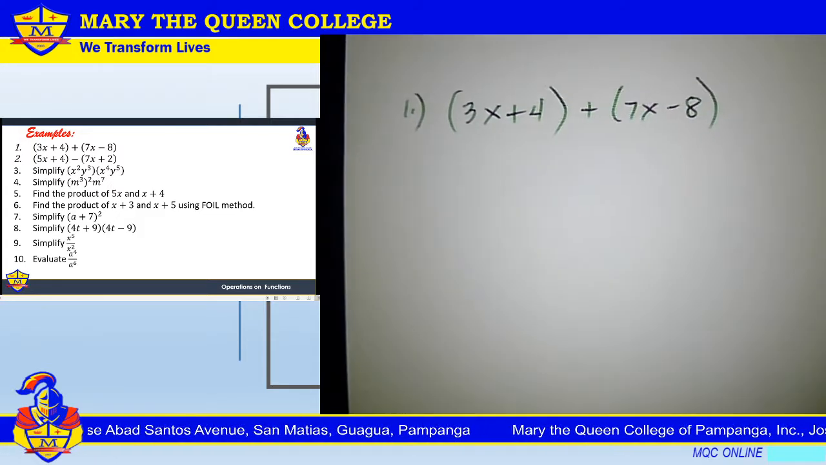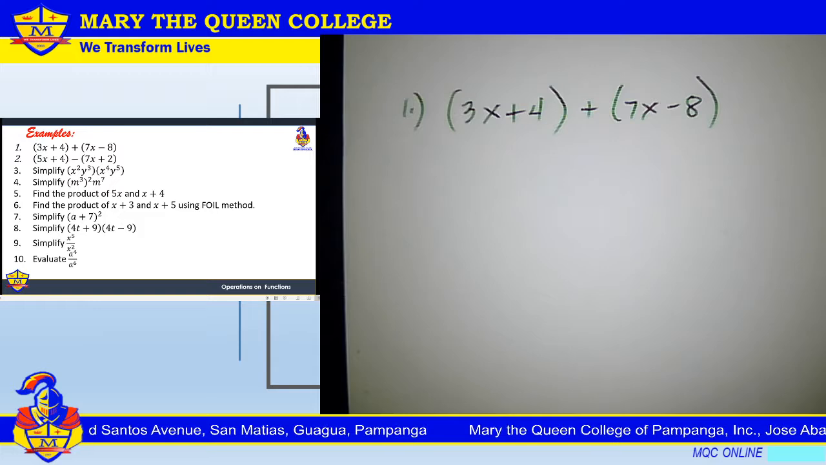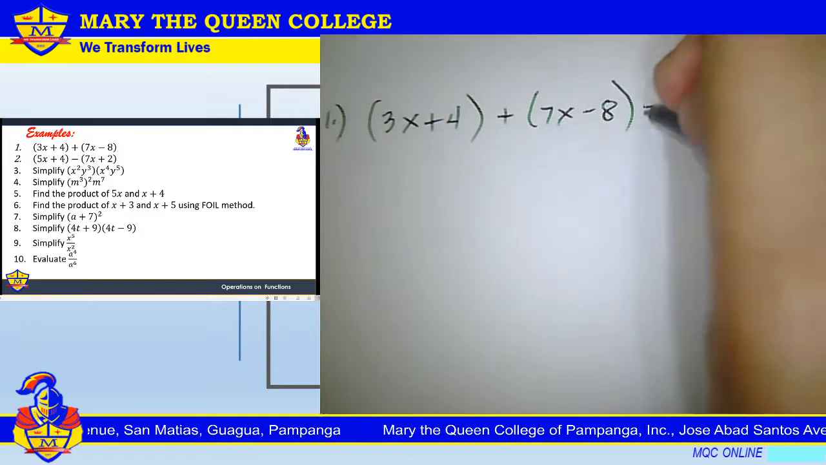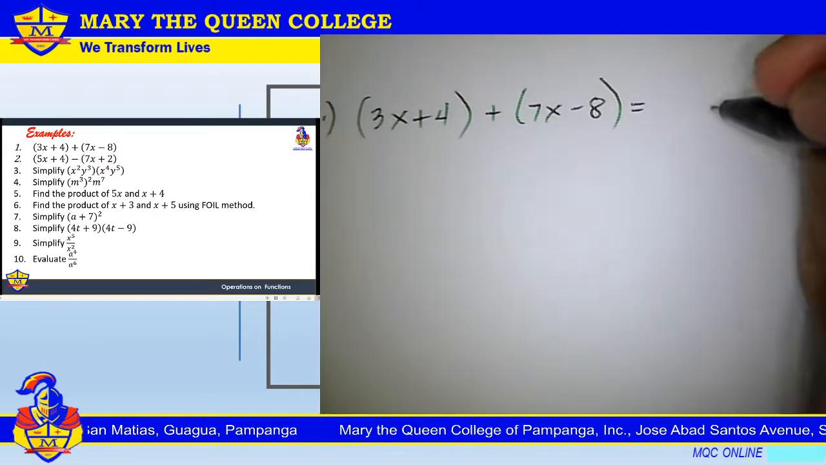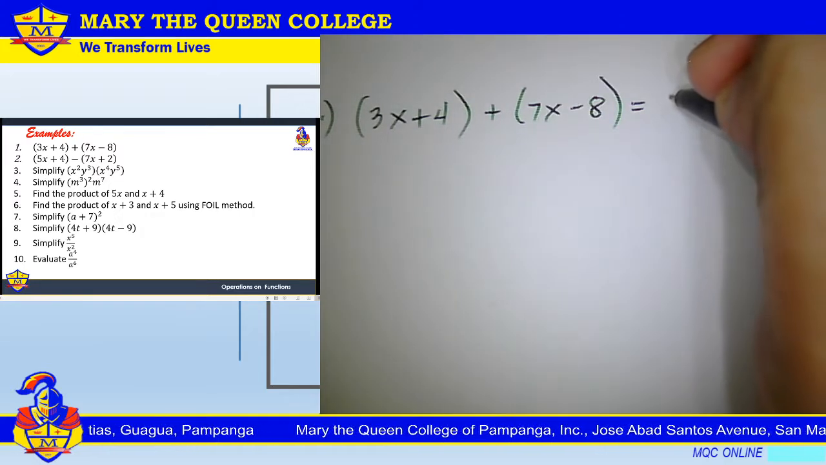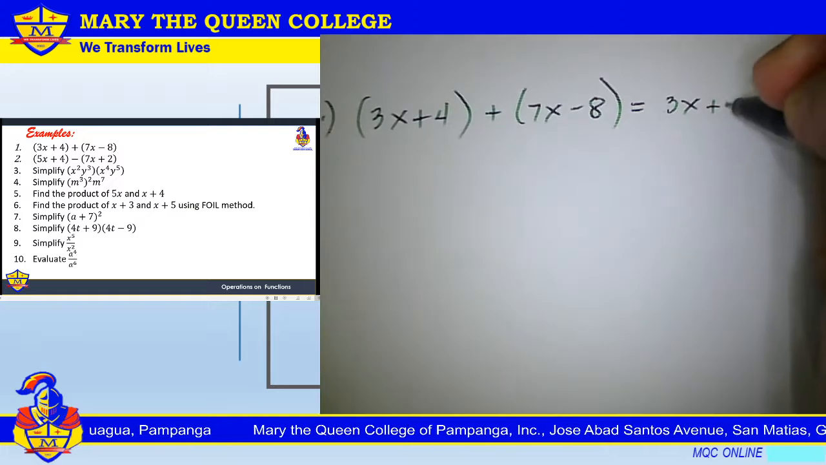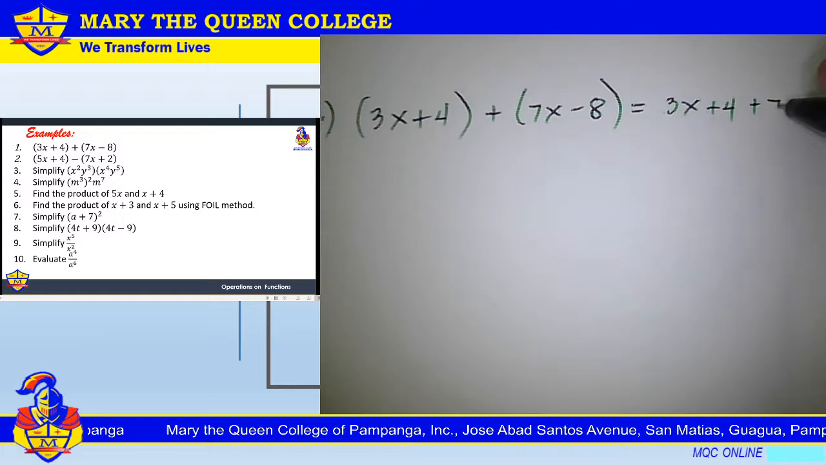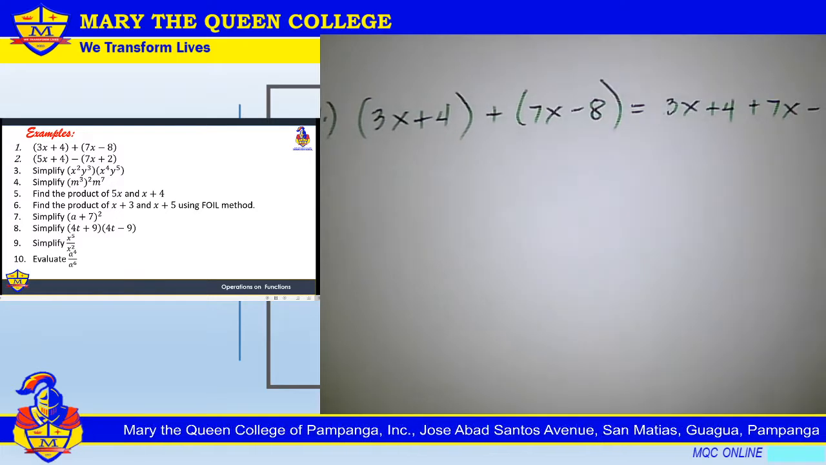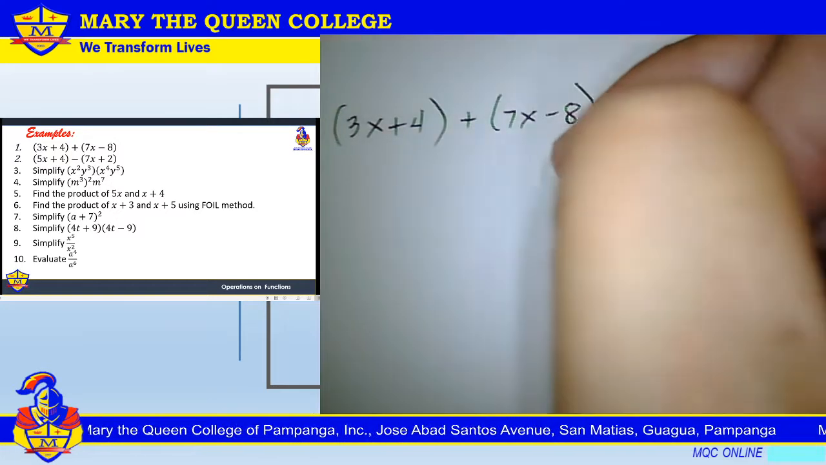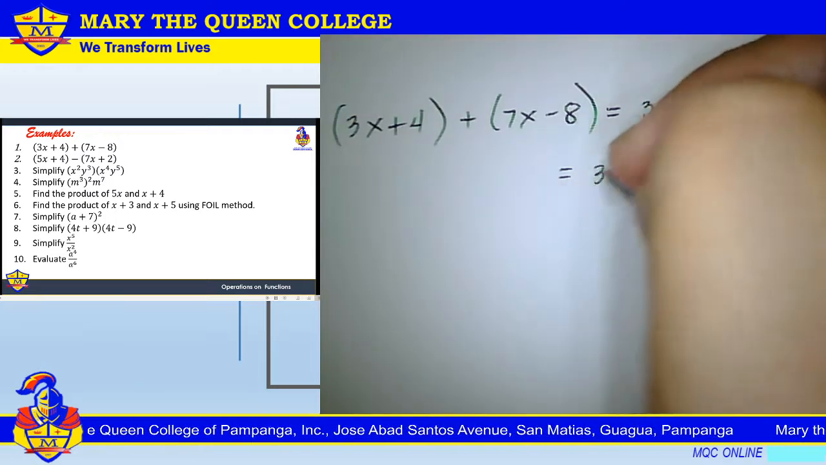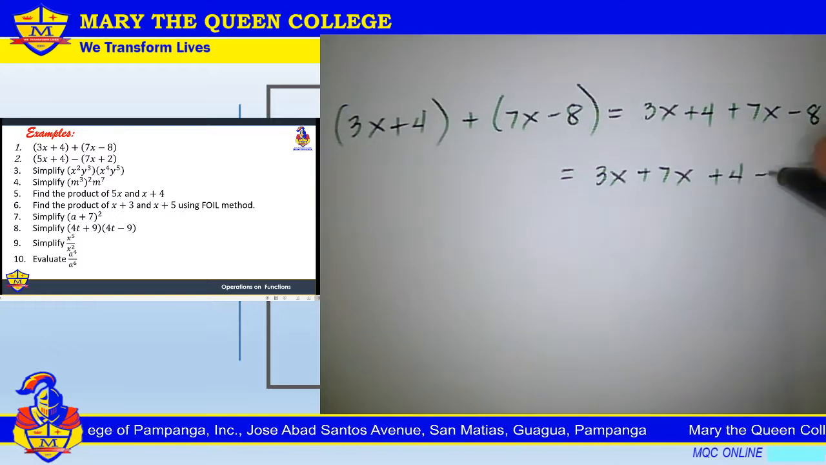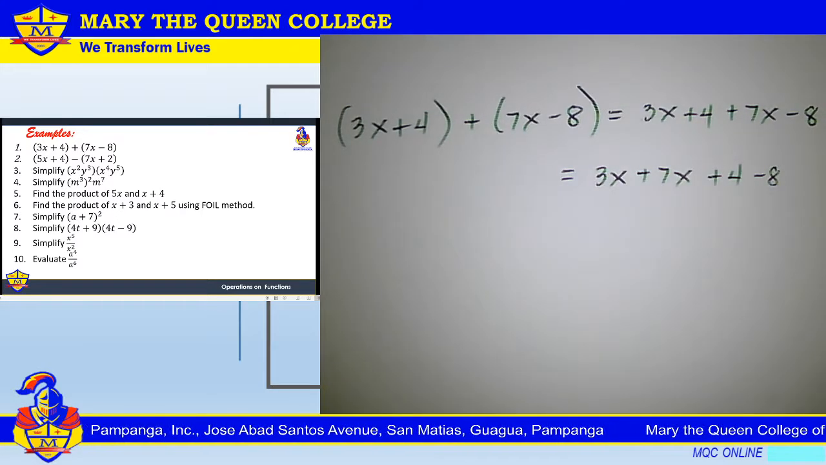Okay, so just like polynomials, we can apply the rule of PEMDAS po dito, no? So from here, magkakaroon tayo ng remove the grouping symbol or the parentheses, we have 3x plus 4. Since positive ito, maging plus 7x minus 8. Okay, and then we can now combine similar terms. So we have 3x plus 7x plus 4 minus 8.